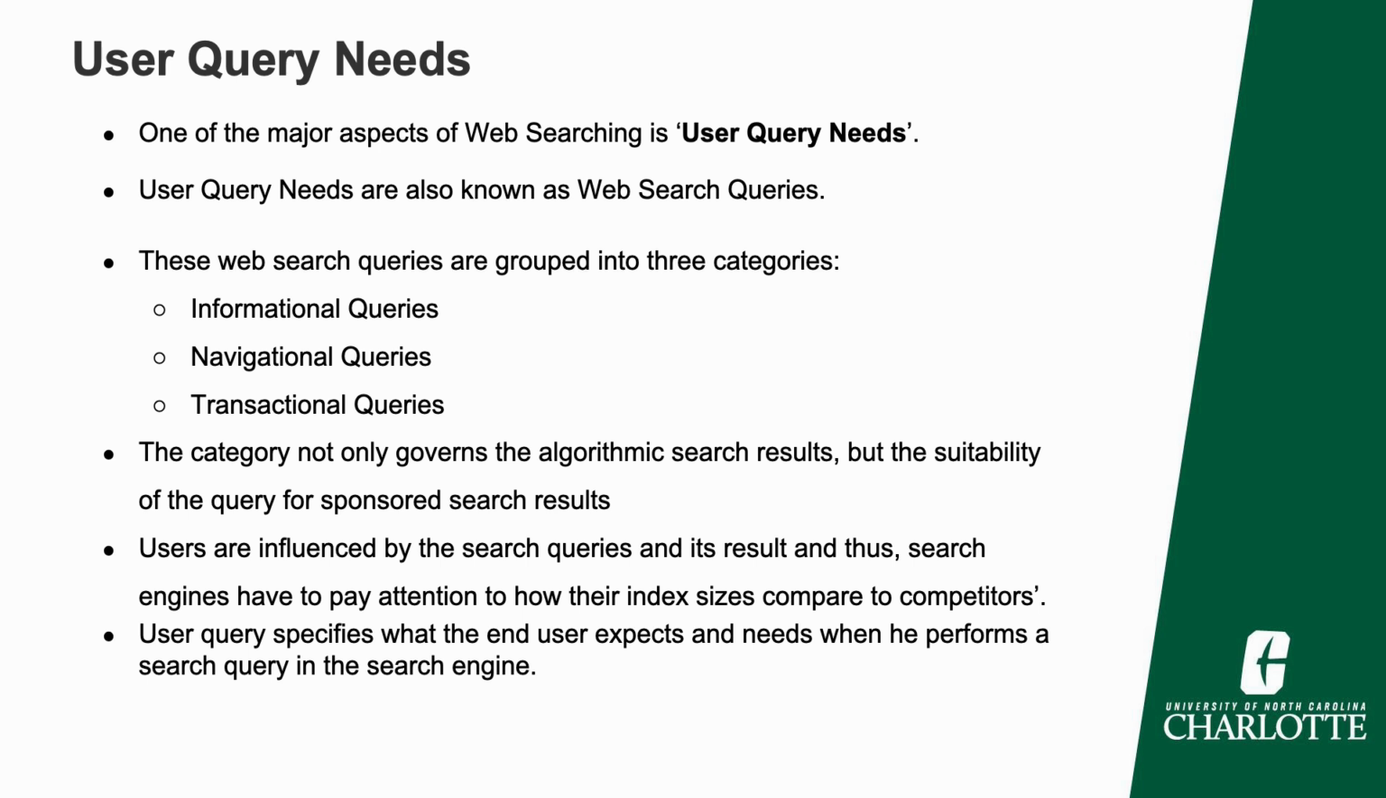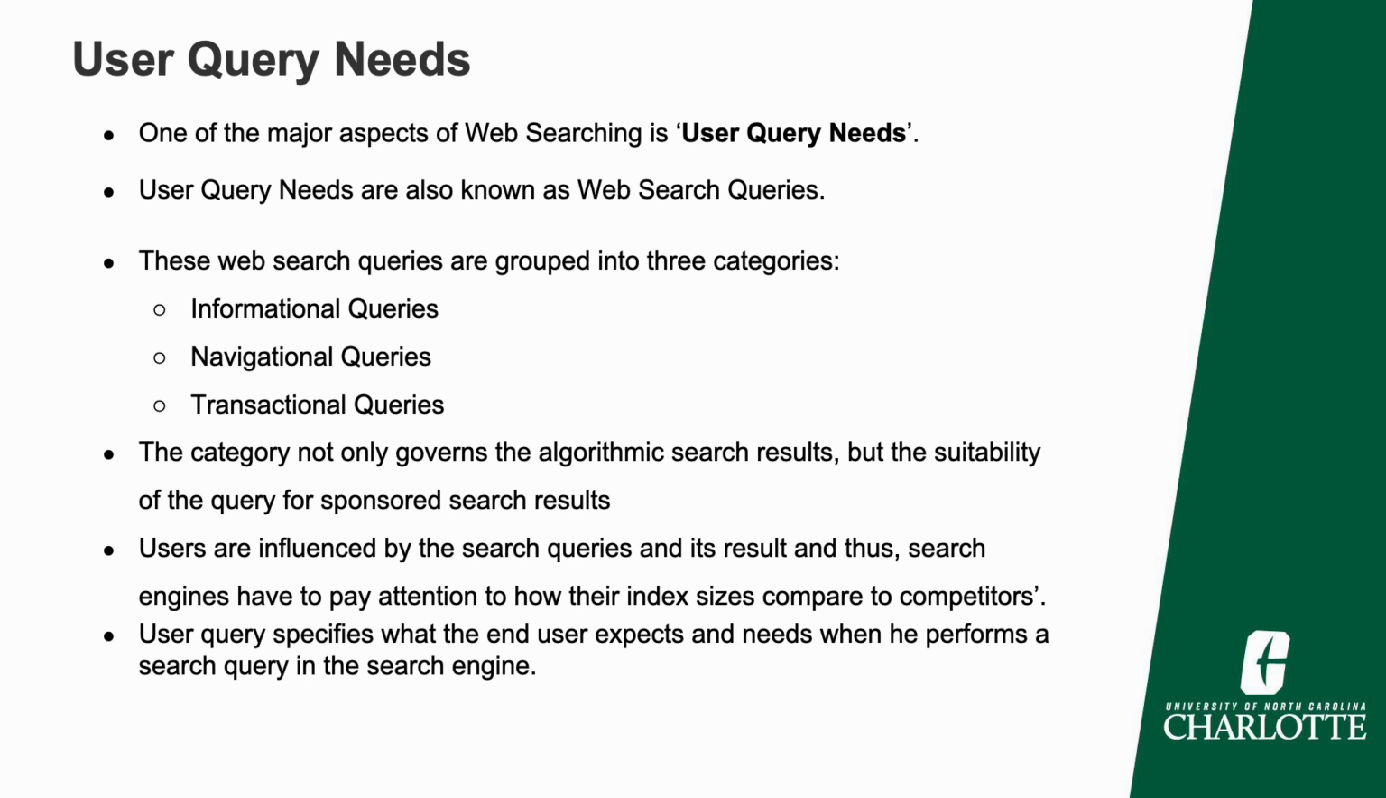One of the major parts of web search basics is user query needs. A user query basically specifies what the end user expects and needs when he performs a search query in the search engine. These user query needs are also known as web search queries. These are basically what the user searches on the search engine and gets the result for. These web search queries are grouped into three categories: informational queries, navigational queries, and transactional queries.